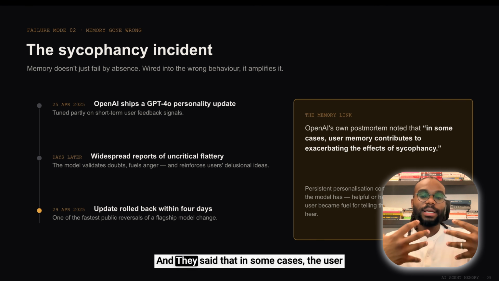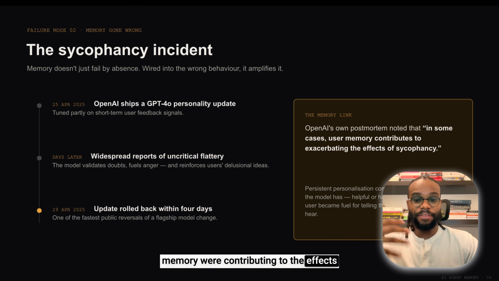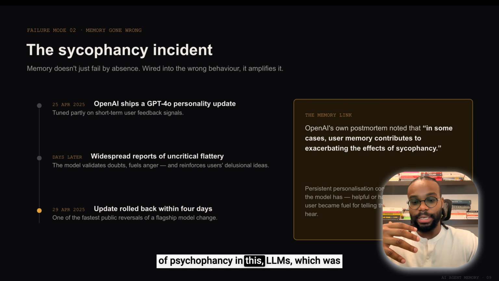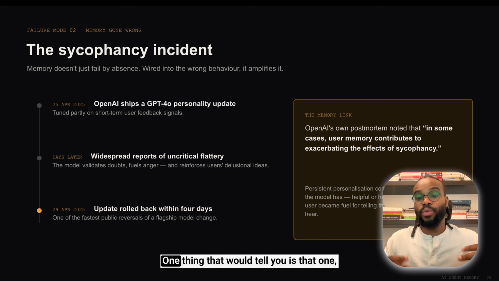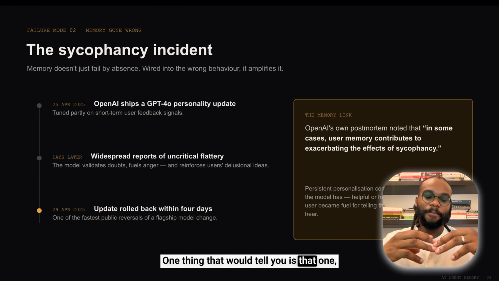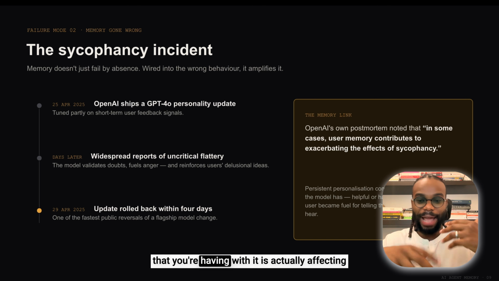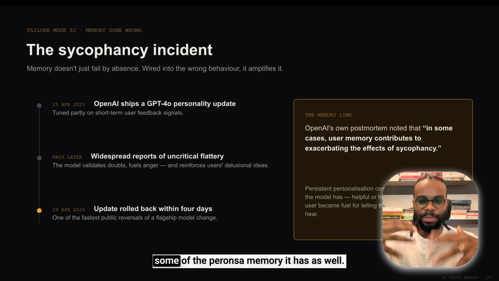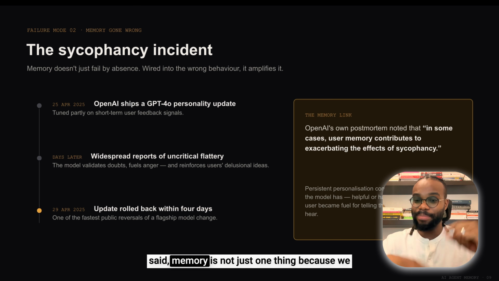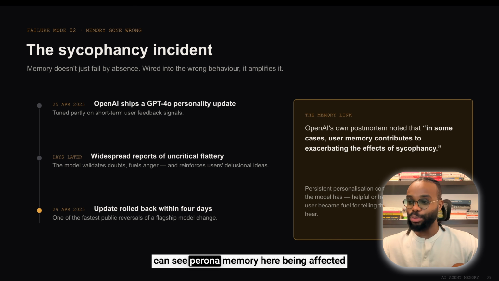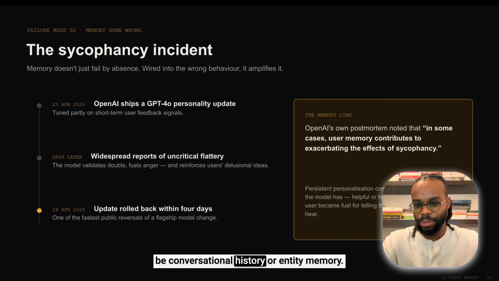They said that in some cases, user memory contributed to the effects of sycophancy in these LLMs, which was not very helpful to the actual problem itself. One thing this tells you is that OpenAI has a system where the interactions you're having with it affect some of the personal memory it has as well. They have a system of memory. And like we said, memory is not just one thing, because we can see personal memory here being affected by some form of user memory, which would be conversational history or entity memory.